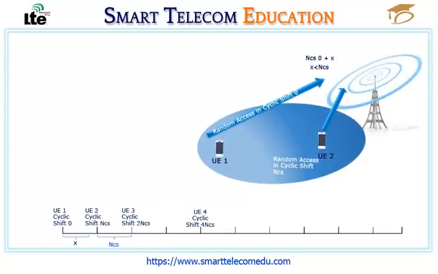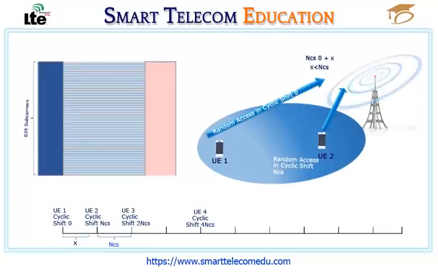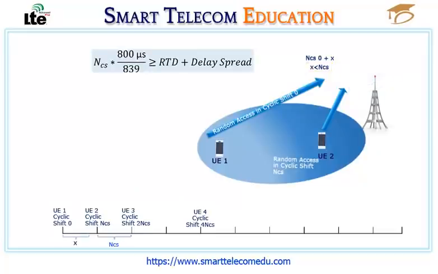The calculation of the maximum supported cell radius by a cyclic shift, NCS, is as follows. The preamble sequence length is 839 and spans 800 microseconds. So, to keep the NCS value larger than the transmission delay, the formula is NCS multiplied by 800 microseconds and divided by 839, should be larger than the sum of the round-trip delay and the delay spread.